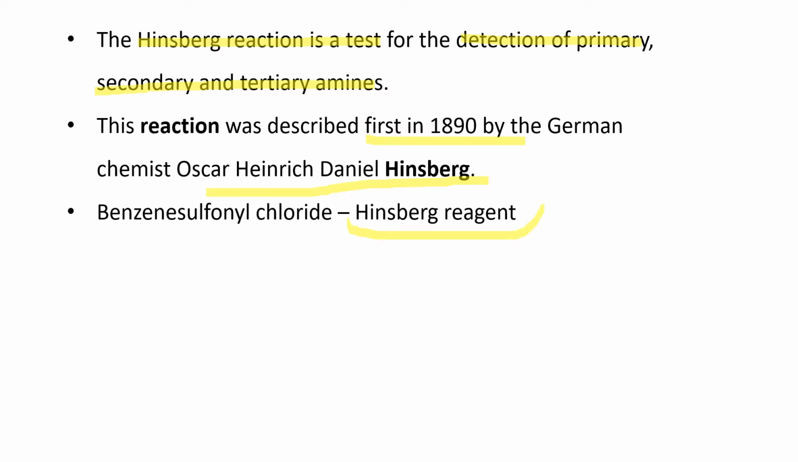And what is Hinsberg reagent? It is benzene sulfonyl chloride. So this is the structure of benzene sulfonyl chloride. Okay, this benzene sulfonyl chloride is the Hinsberg reagent which is used in Hinsberg test, and the test which is used for the detection of primary, secondary and tertiary amines.